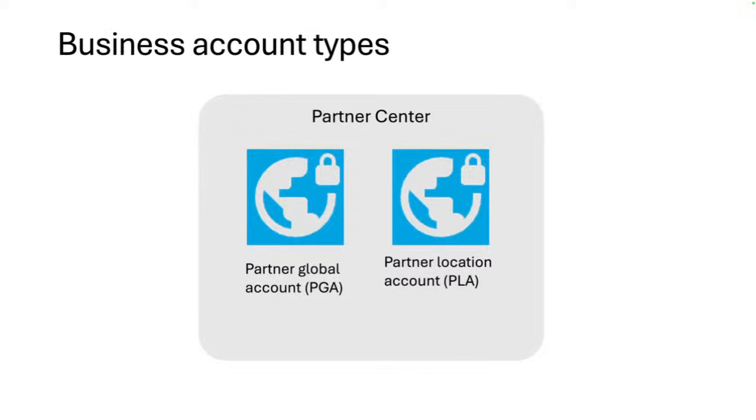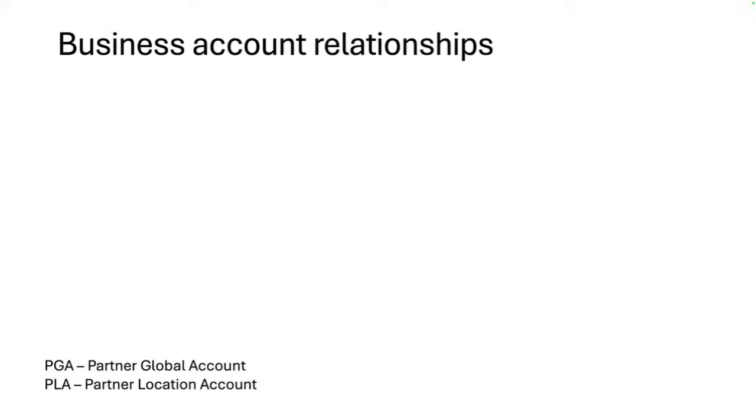Now, in Partner Center, there are two types of business accounts. They are the Partner Global account and a Partner Location account. And you'll see these referred to, just for brevity, throughout this conversation as PGA and PLA respectively. They have very different roles. Let's take a look at what a Partner Global and Partner Location account are and what they do for us. Well, these are business accounts.